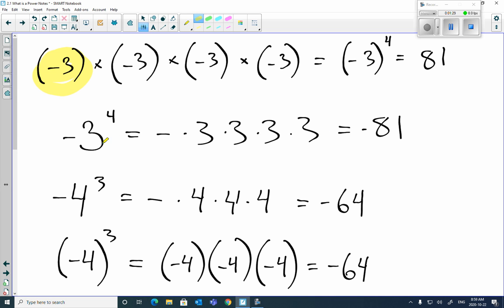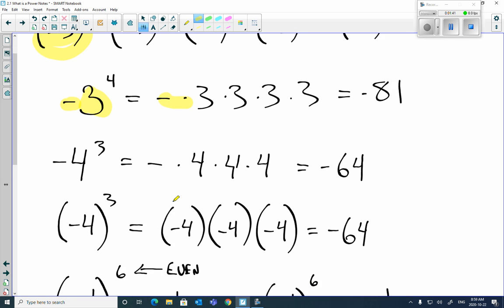Now, this one's different. This negative is out the front, so the 4 only applies to this 3 right here, right? We just throw a negative out the front if that helps you. Then 3 times 3 times 3 times 3 is 81, and then times the negative makes it -81. Same with this one here. The negative is out the front, so this 4 only goes with the 3. So the negative, and then 4 times 4 times 4, which is 64, and then we make it negative.